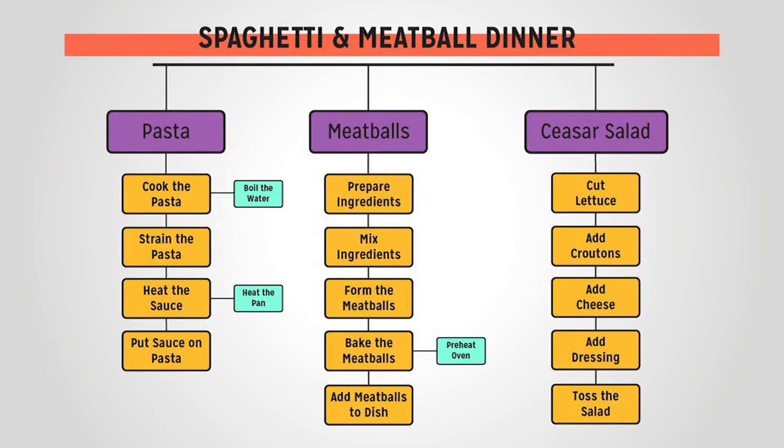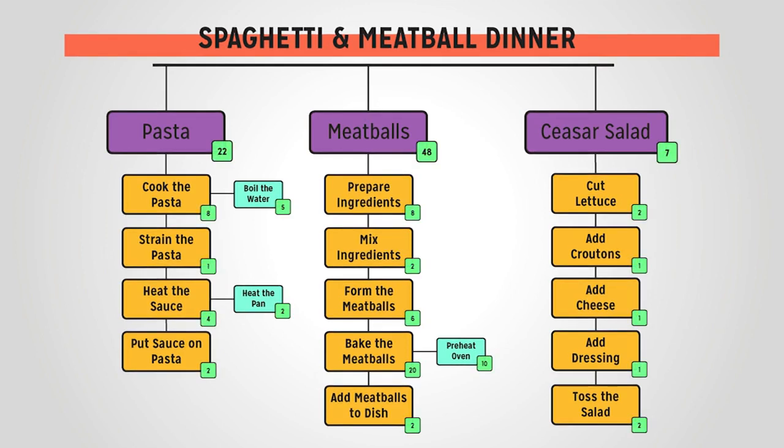Here is what our work breakdown structure would look like. You'll notice I added a couple extra tasks that are associated with the cooking tasks. To cook the pasta, we'll need to boil the water. To heat the sauce, we'll need to heat the pan. And to bake the meatballs, we'll need to preheat the oven.